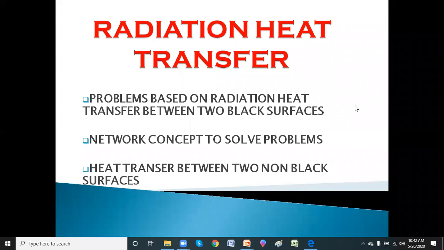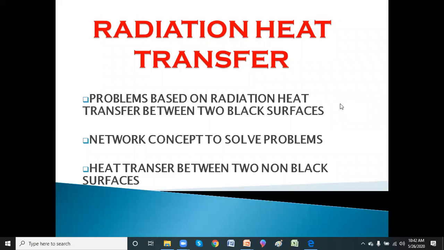Based upon the emissivity, the radiation heat transfer varies, but everything else is the same, with only a slight change in the formula. Instead of EB1 minus EB2 by 1 by A1 F12, we have two additions to the 1 by A1 F12 term, which is called the shape factor resistance.